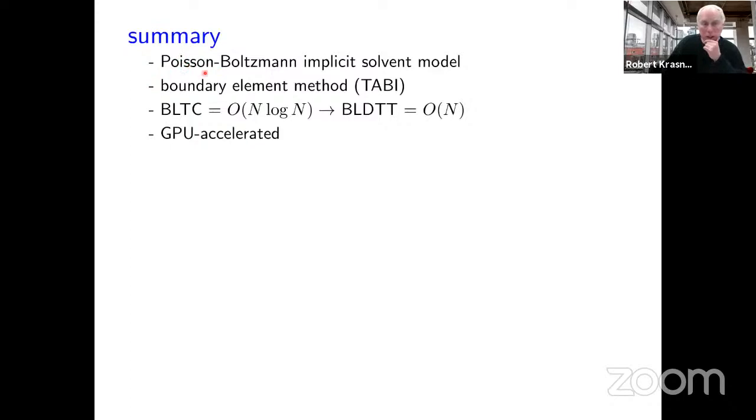So I wanted to tell you about the Poisson-Boltzmann implicit solvent model using our boundary element method. I had to rush through the description of the barycentric Lagrange tree code, but in fact, in the last year, Nathan and Leighton have developed a dual tree traversal version of this barycentric Lagrange. It's more sophisticated, like a fast multipole method, and has linear scaling. The TABI that's available now is using this. I didn't have time to tell you how to go from here to here. GPU acceleration is our emphasis.